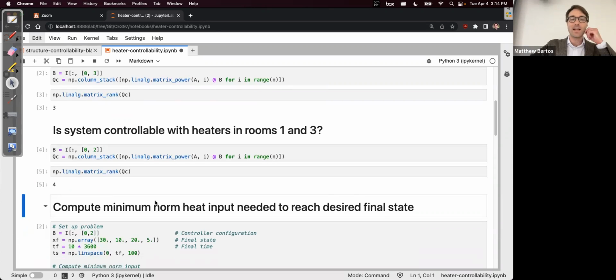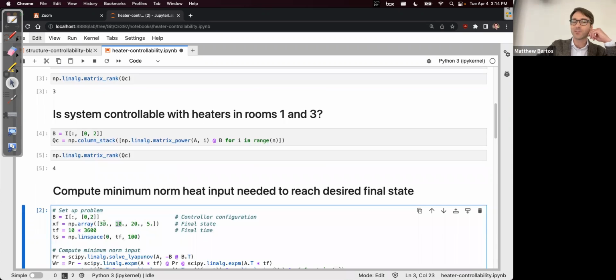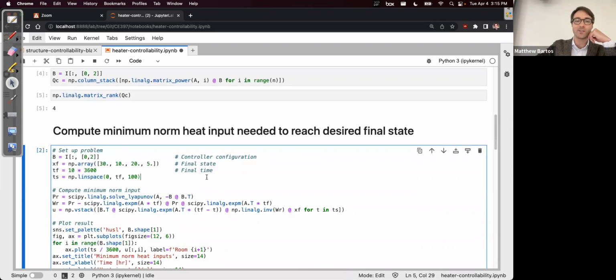practice. So let's look at what happens when we try to control the system to bring it to a desired final temperature of 30 degrees Celsius in the first room, 10 in the second room, 20 degrees Celsius in the third room, and 5 in the fifth room, using just 2 heaters located in the upper 2 rooms. Let's see if we can do that. Theoretically, we should be able to do that because the system is completely controllable.